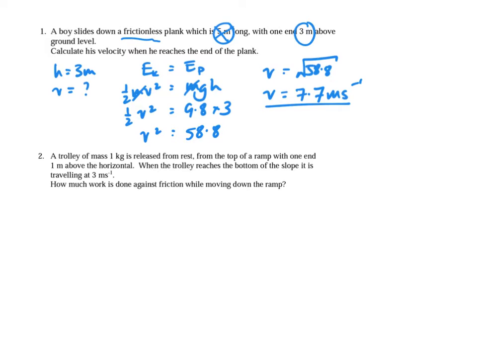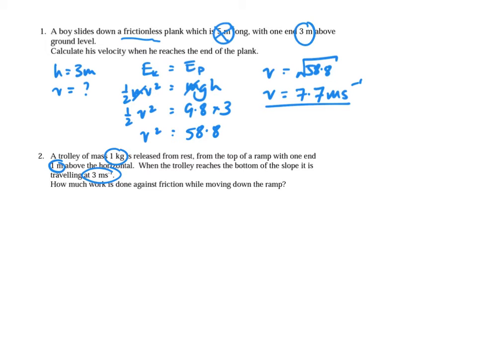And then another one: a trolley of mass 1 kilogram is released from rest from the top of a ramp with one end 1 metre above the horizontal. So we've gone through our information. We've got a mass, we've got a height. The trolley reaches the bottom of the slope travelling at 3 metres per second, so we've got velocity. How much work is done against friction?